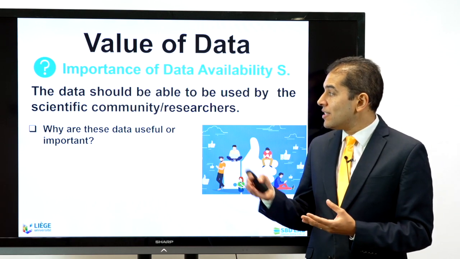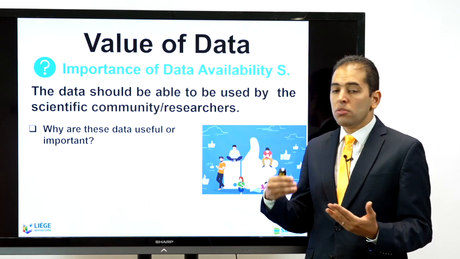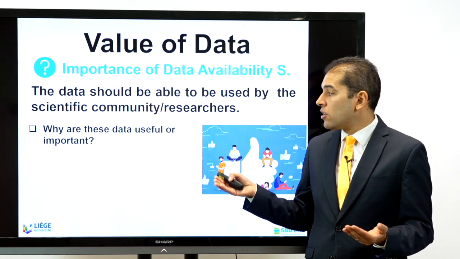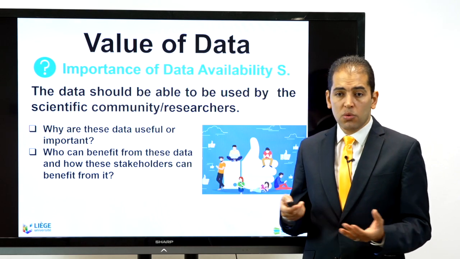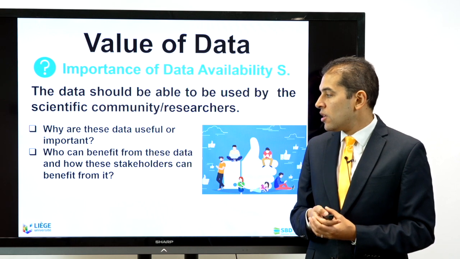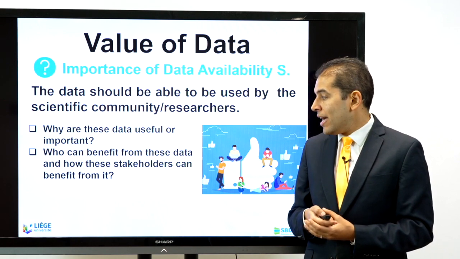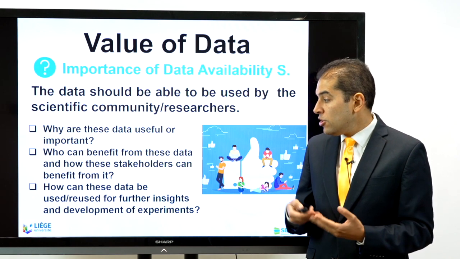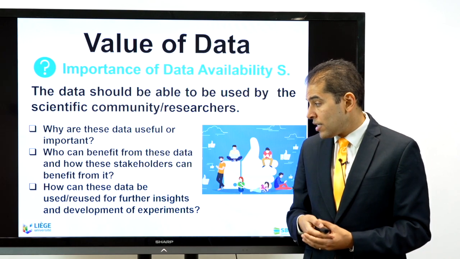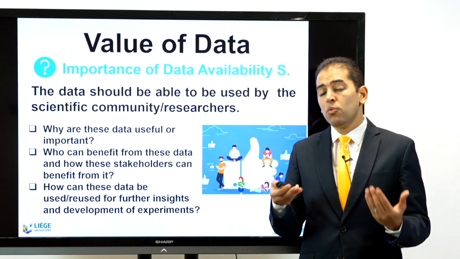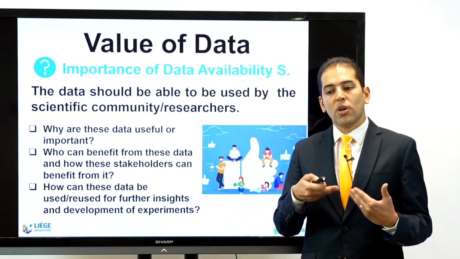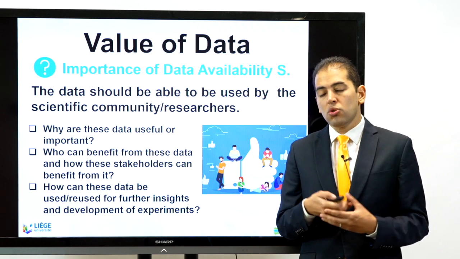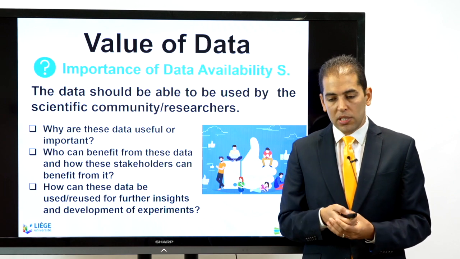Like I mentioned earlier, the data should be able to be used by the scientific community and researchers at large. So why are these data useful or important? This will be part of the availability statement. Who can benefit from this data, and how can stakeholders benefit from it? And how can these data be used or reused for further insights and developed for experiments? So when we are publishing a paper, we also want to associate with this article the data that was used, so that we can allow for future investigations.